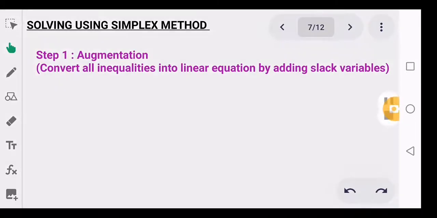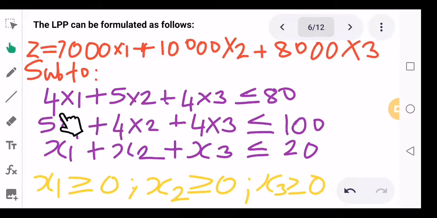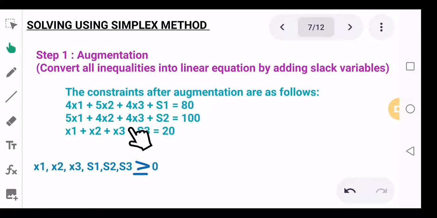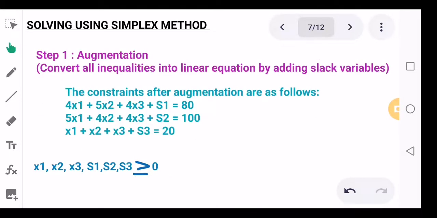Now let me do that. So the constraints after augmentation will be as follows: 4x1 plus 5x2 plus 4x3 plus s1, this is your slack variable, is equal to 80. This is the same equation. I have just added s1 in this equation. Similarly to this equation, I will be adding s2: 5x1 plus 4x2 plus 4x3 plus s2 is equal to 100. And the last one is x1 plus x2 plus x3 plus s3, this also is a slack variable, is equal to 20. This is the same equation. I am just adding one slack variable.